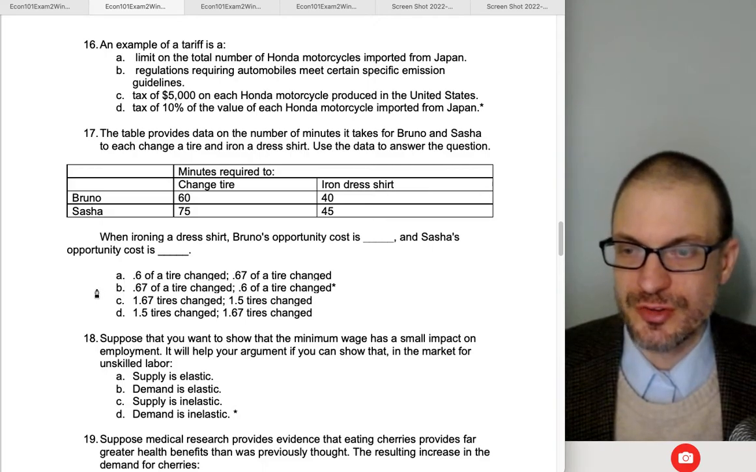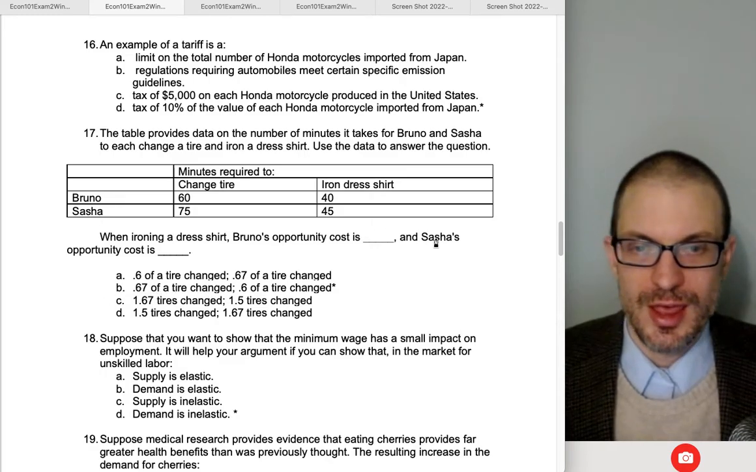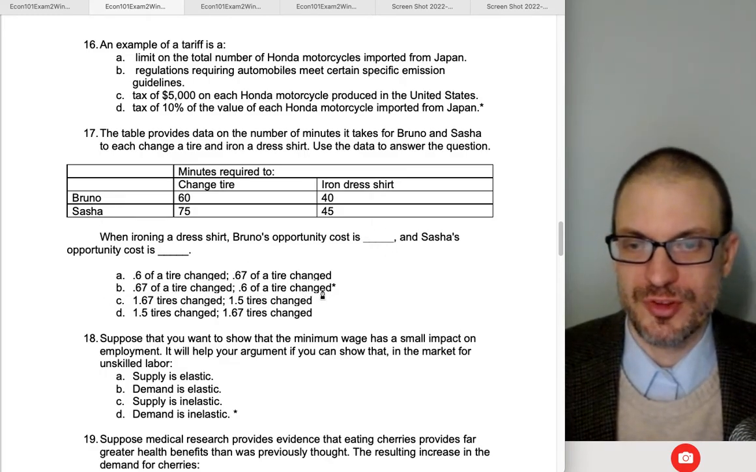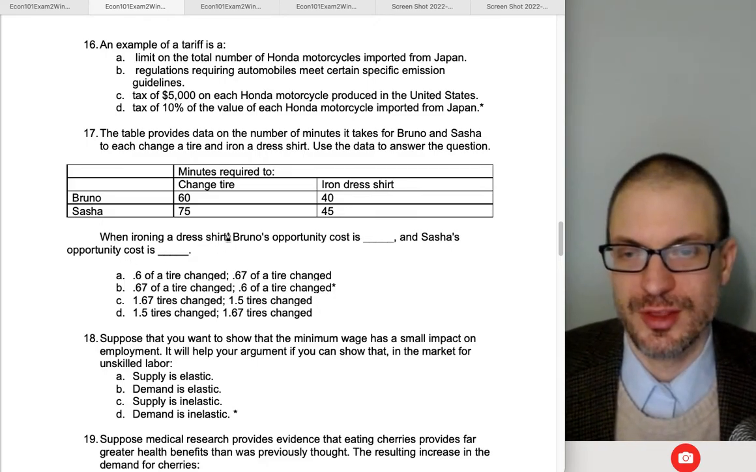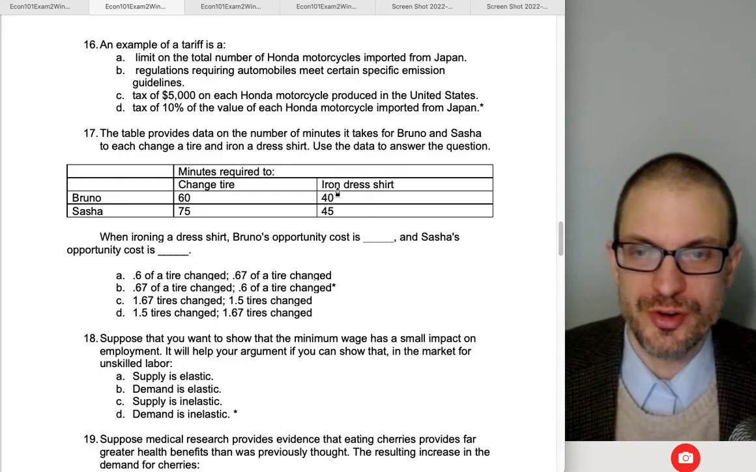Okay, the answer here is B, 0.67 of a tire changed. Bruno's opportunity cost is 0.67, 2/3 of a tire changed, and Sasha's is 0.6, 60% of a tire changed, right? So when ironing a dress shirt, here's how we think of this. Bruno irons a dress shirt. That's going to take 40 minutes.